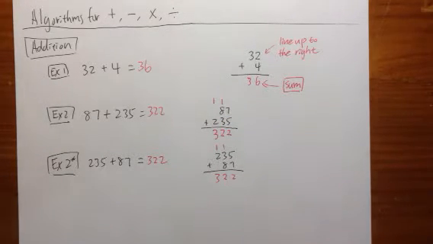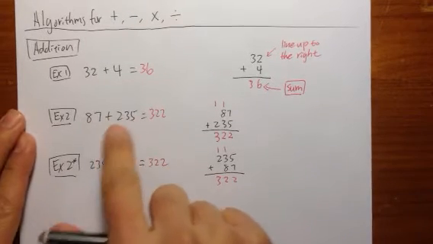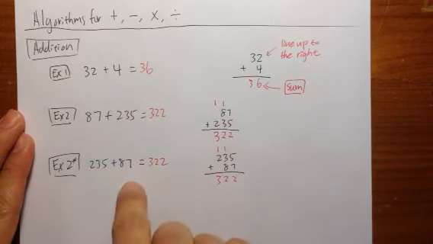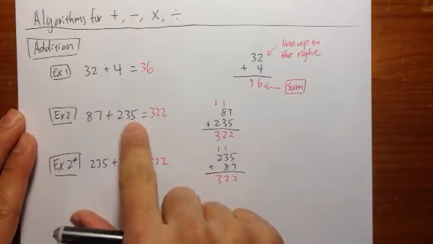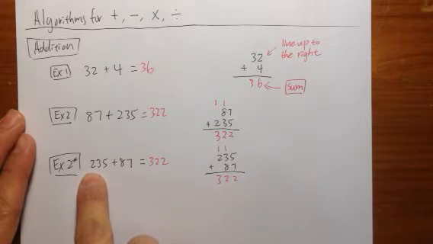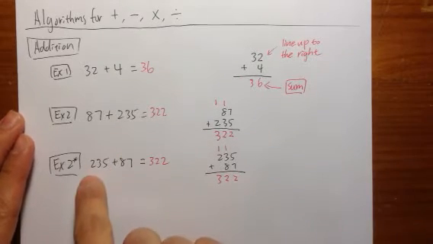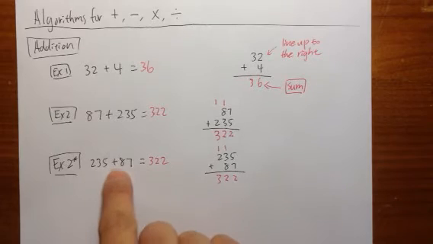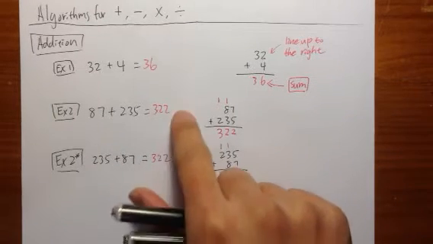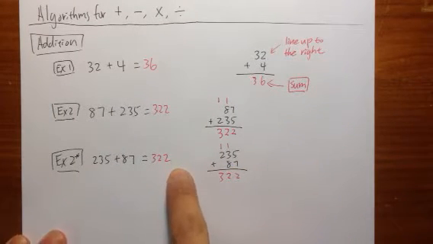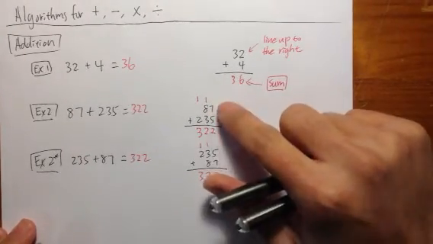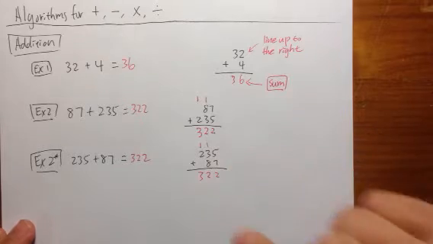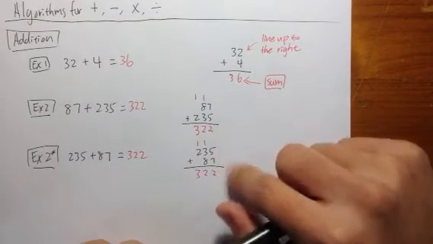So as we talked about earlier, when we are talking about addition, when you switch the order of addition, it doesn't matter, right? 87 plus 235, you get the same answer as if you do 235 plus 87. You get 322. So it doesn't matter which number you put on the top or which number you put on the bottom, right? So both will give you the same answer.